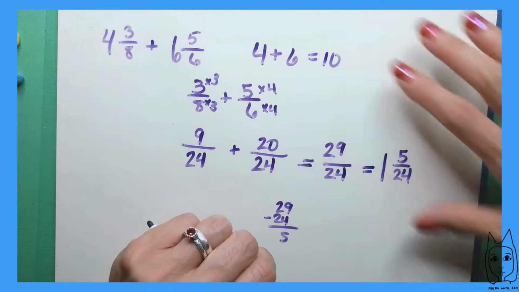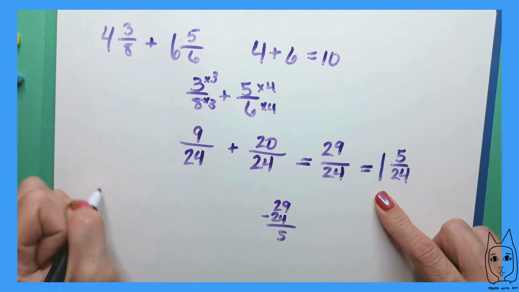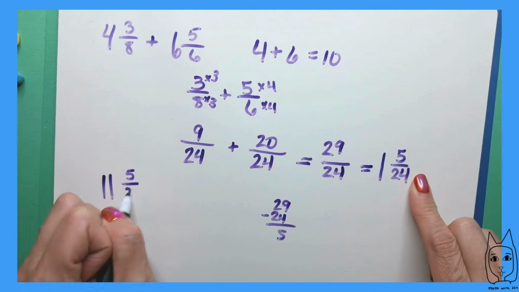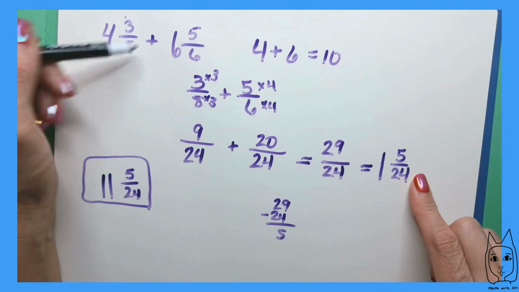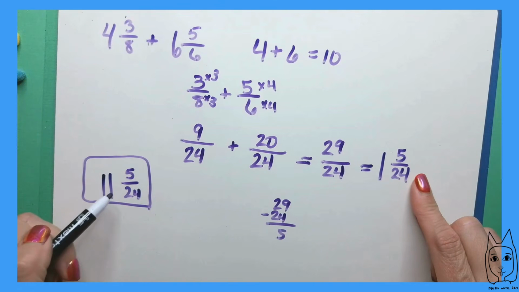Now I'm going to go ahead and add everything together. Now I have 10 wholes plus 1 whole is 11, coming all the way over here. And then I have 5/24. 4 and 3/8 plus 6 and 5/6 is equal to 11 and 5/24.